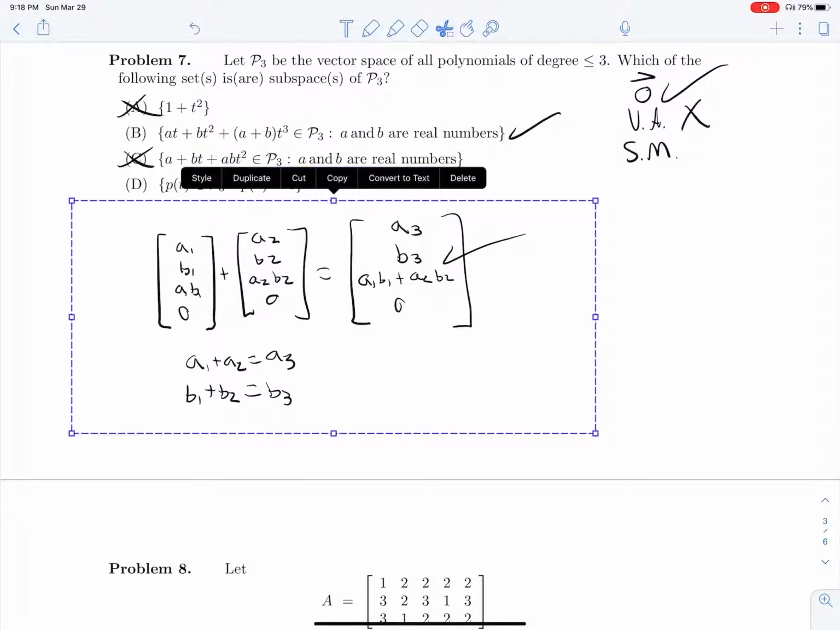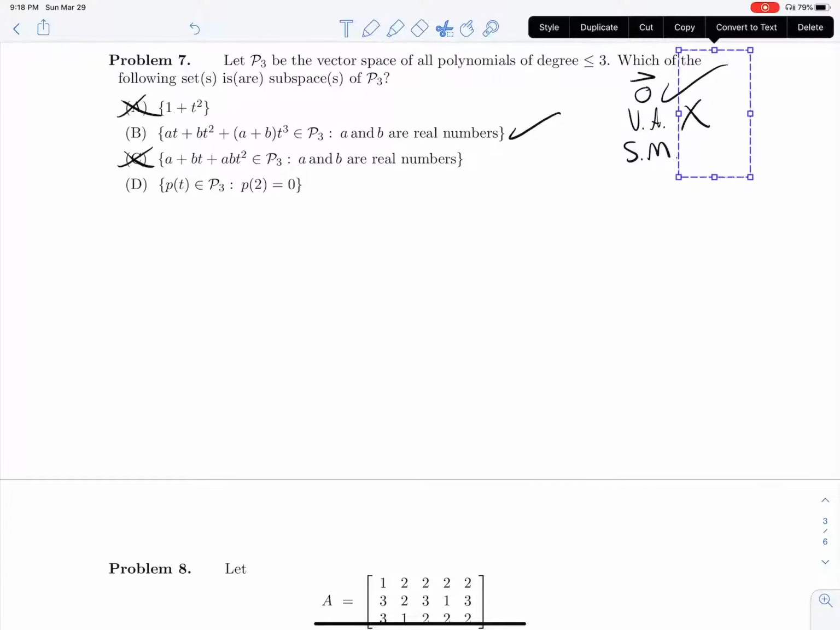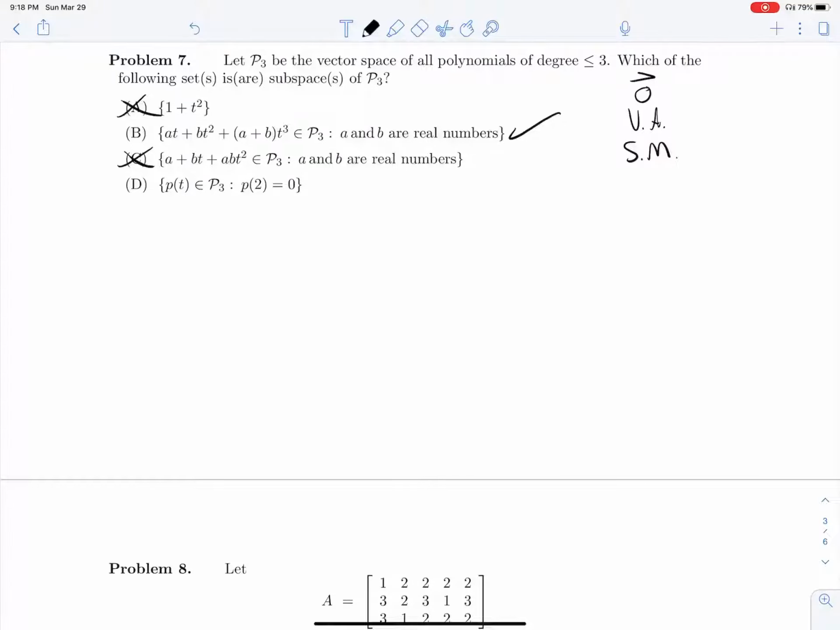Okay, what about D? We have some arbitrary polynomial that's a member of P3 where P2 is equal to 0. Well, let's take A as an example. That's a polynomial that's a member of P2.